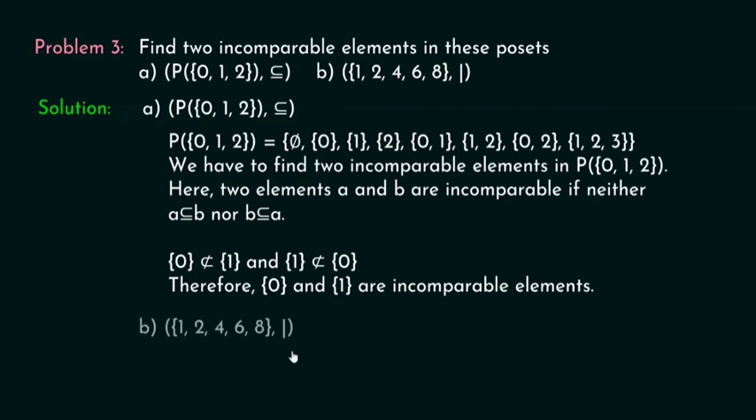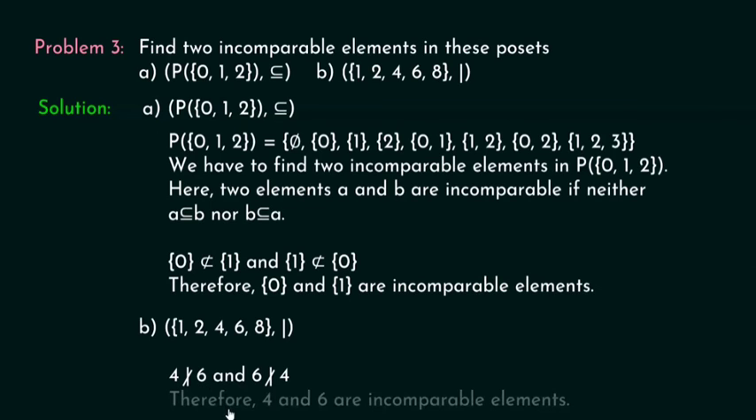Now let's see option B. We have a set which consists of these elements, and this is divisibility, right? Now let's find two incomparable elements of this poset. 4 does not divide 6 and 6 does not divide 4. These two elements are incomparable. You can find other incomparable elements as well. I took these two. You can see that 6 and 8 are also incomparable. That is not a problem. You can clearly see that 4 and 6 are incomparable because neither 4 divides 6 nor 6 divides 4. Therefore, 4 and 6 are incomparable elements.